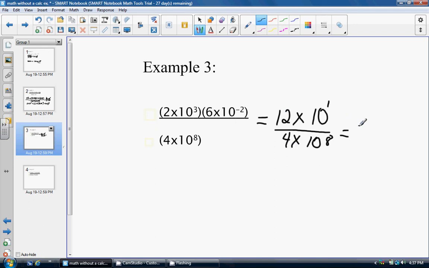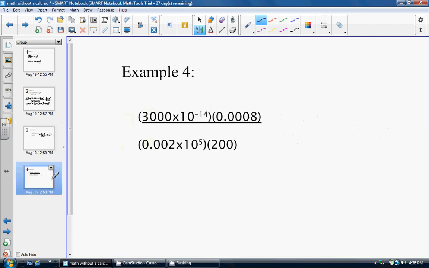12 divided by 4, which gives me 3. And I have 10 to the 1 divided by 10 to the 8th, so I subtract the exponents. 1 minus 8 gives me negative 7. So my answer is 3 times 10 to the negative 7, which is exactly what I would get on my calculator if I did it.